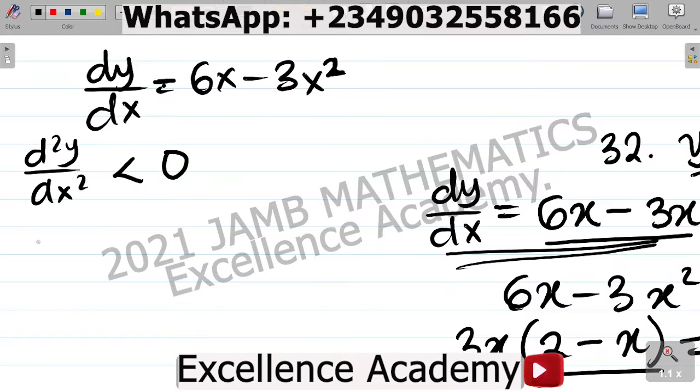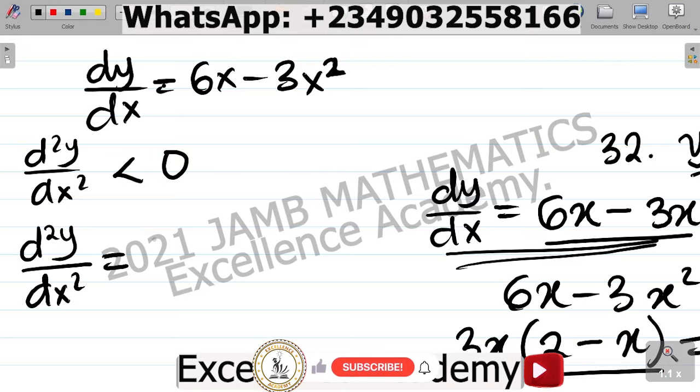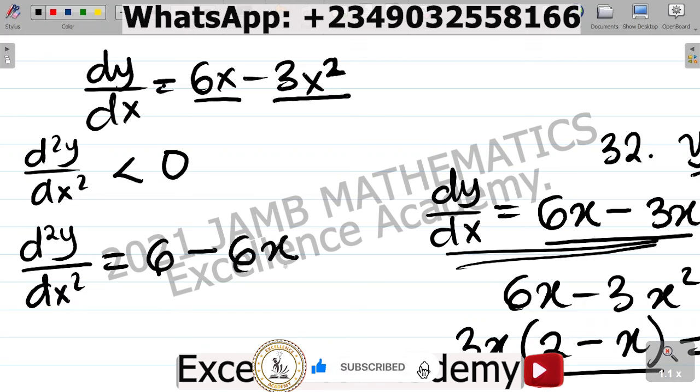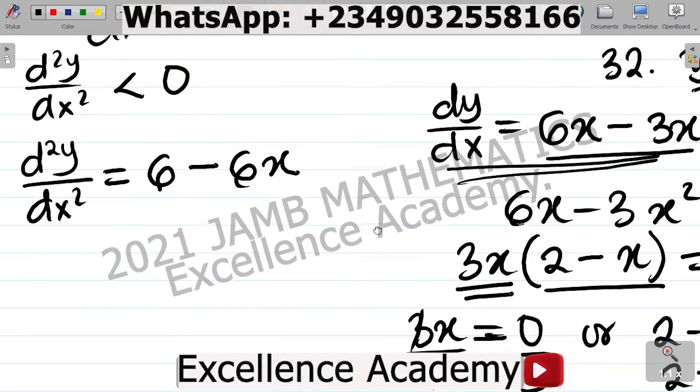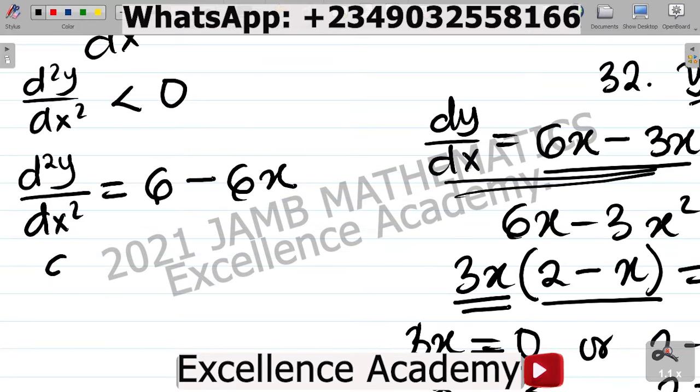If I differentiate dy/dx, I'll have d squared y all over dx squared. It's equal to, differentiate 6x, you have 6, minus, differentiate 3x squared, you have 6x. Again, if you don't know how we got this, check out our playlist on differentiation. You'll see a step-by-step guide on how to solve this. Moving on, at this point, recall that we had x equal to 0 and x equal to 2. One of these is the maximum value that's required. The other one is minimum.